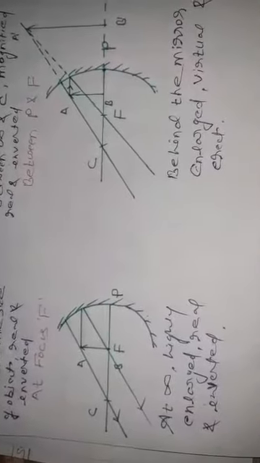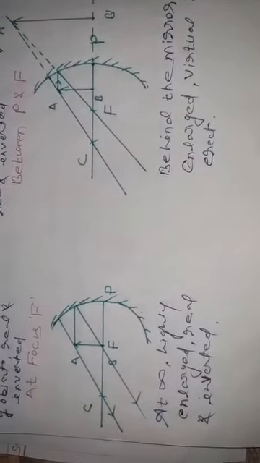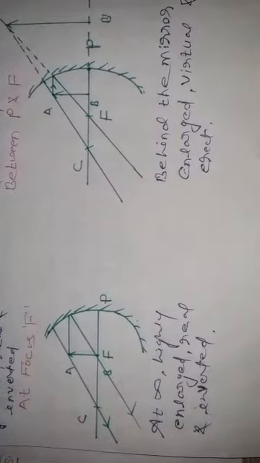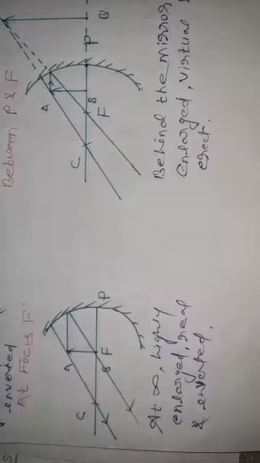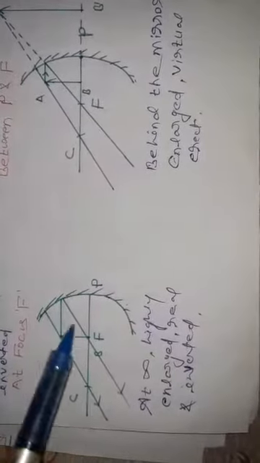Next one, if I put my object at the focus, what happened? We get the image of that particular object at infinity, highly enlarged, real and inverted image. These lines show that the image will be formed at infinity. Next one is, if I put my object in between pole and principal focus.